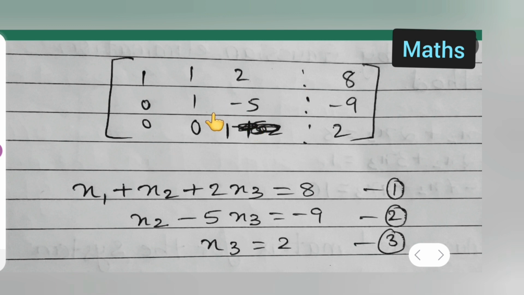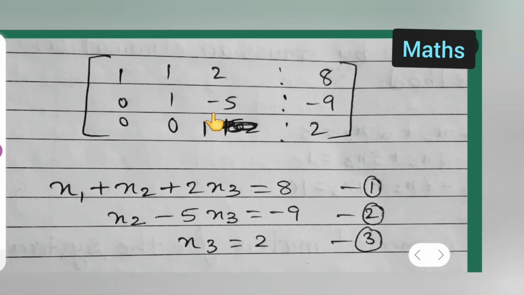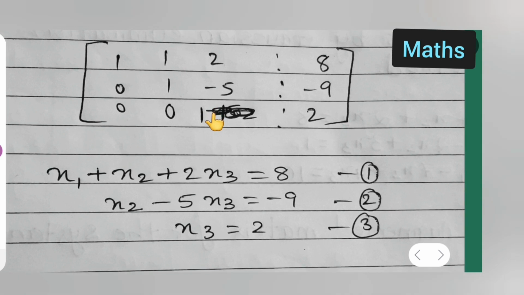After this, what we are going to do is form equations. This is your x1. x1 plus x2 plus 2 times x3 is equal to 8. Take it as equation 1. Next, 0 is there, so x1 is not here. So x2 minus 5x3 is equal to minus 9. Here in place of x1 and x2 it is 0, so x3 is 1, so x3 is equal to 2. Take this as equation 3, this as equation 2 and this as equation 1.